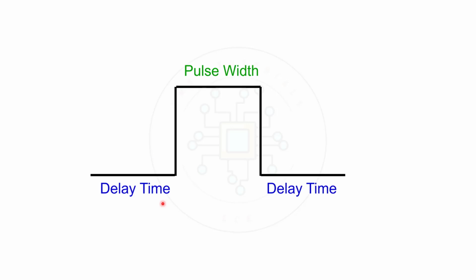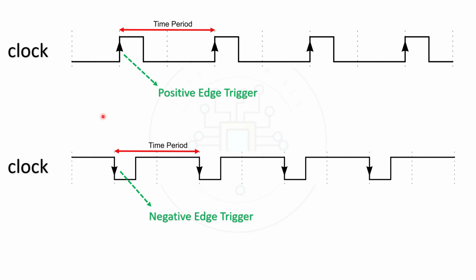Now let's see what an ideal clock looks like. You can see this is a square waveform. Here this portion is called delay time and this is called pulse width. There are two types of triggering: one is positive edge trigger, another is negative edge trigger. Positive edge trigger means going from 0 to 1, that is from low to high, whereas negative edge trigger means coming from high to low. This is high, this is low, that is from 1 to 0.